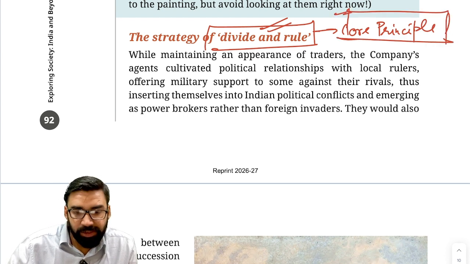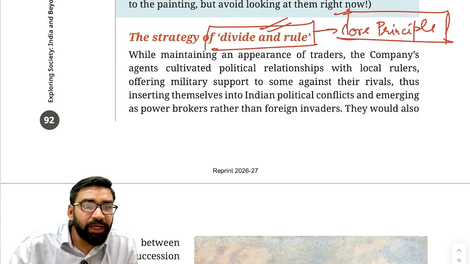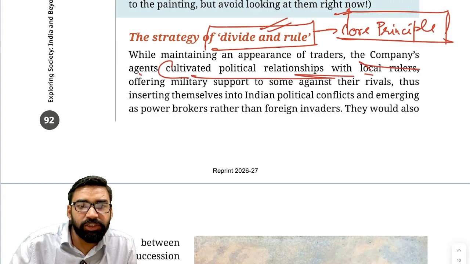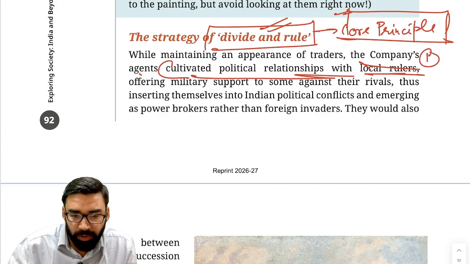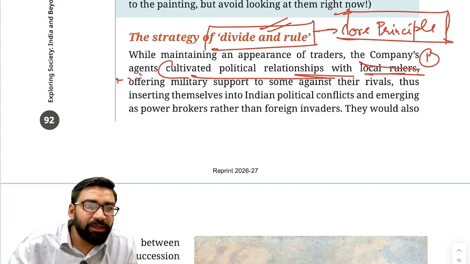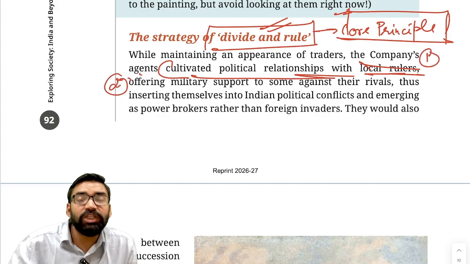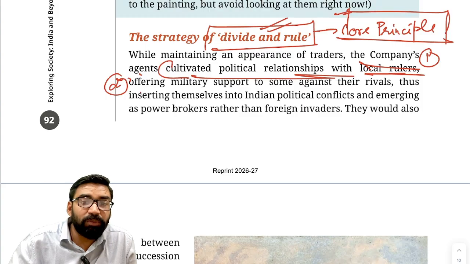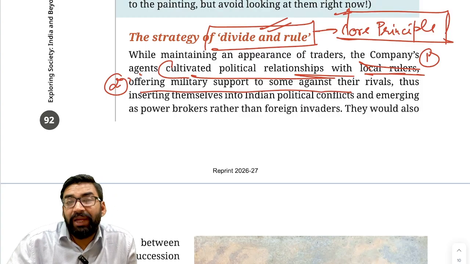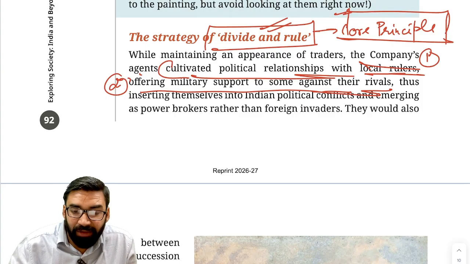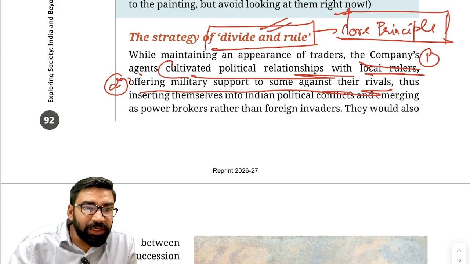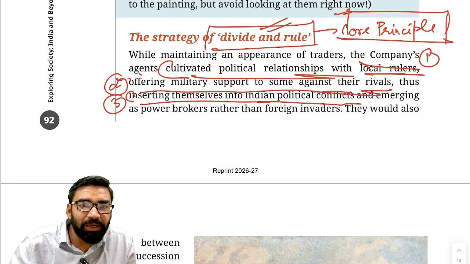Now, what is the core principle of divide and rule? First of all, the company's agents cultivated political relationships with colonial rulers. Then second, these East India Company people offered military support to some Indian ruler against their rivals. Third important thing, they inserted themselves into Indian political conflict.